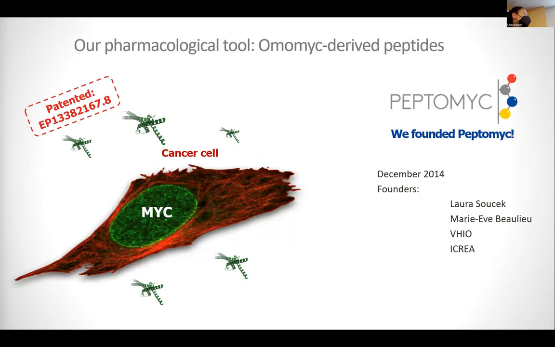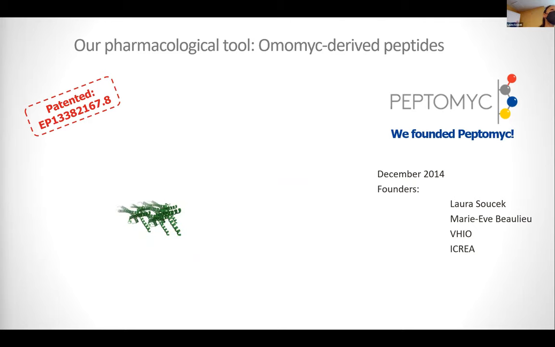So we were able to patent these cell-penetrating peptides in 2013. These peptides or mini proteins can penetrate cells, cross the nuclear membrane and reach MYC, causing selective cancer cell death, but not normal cell death. So we patented the use of these mini proteins in medicine in cancer in 2013. We were able to do it despite the fact that my first publication with Omomic was in 1998, specifically because these reviews out there were saying that Omomic would never be used as a drug.